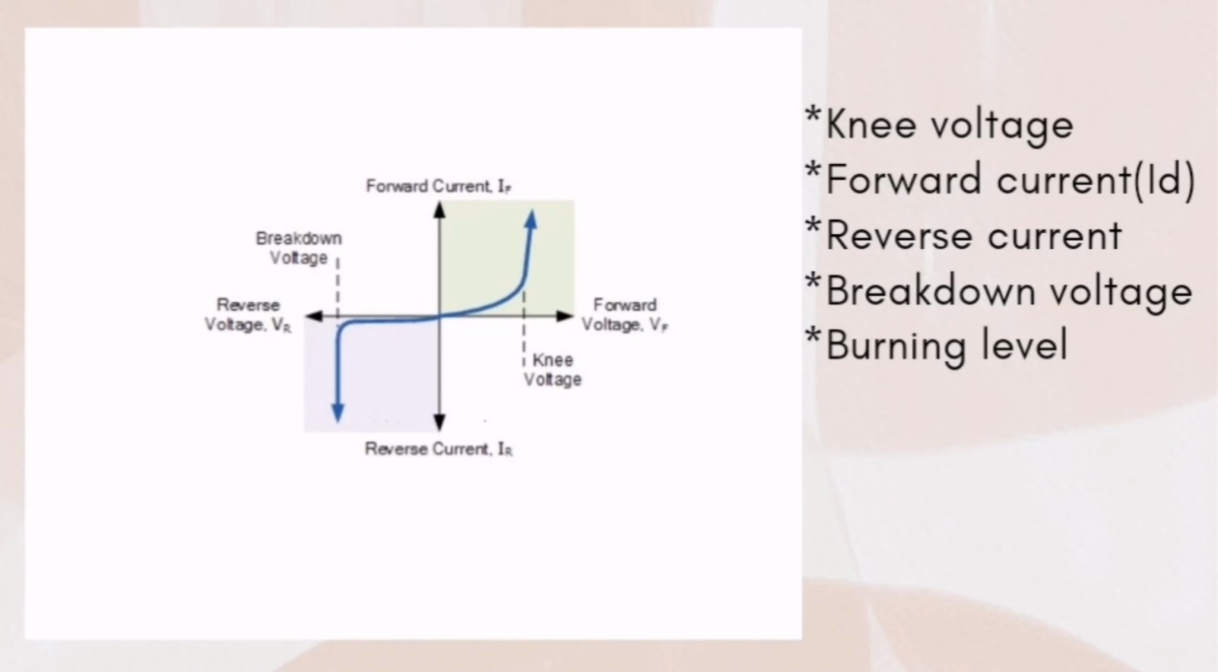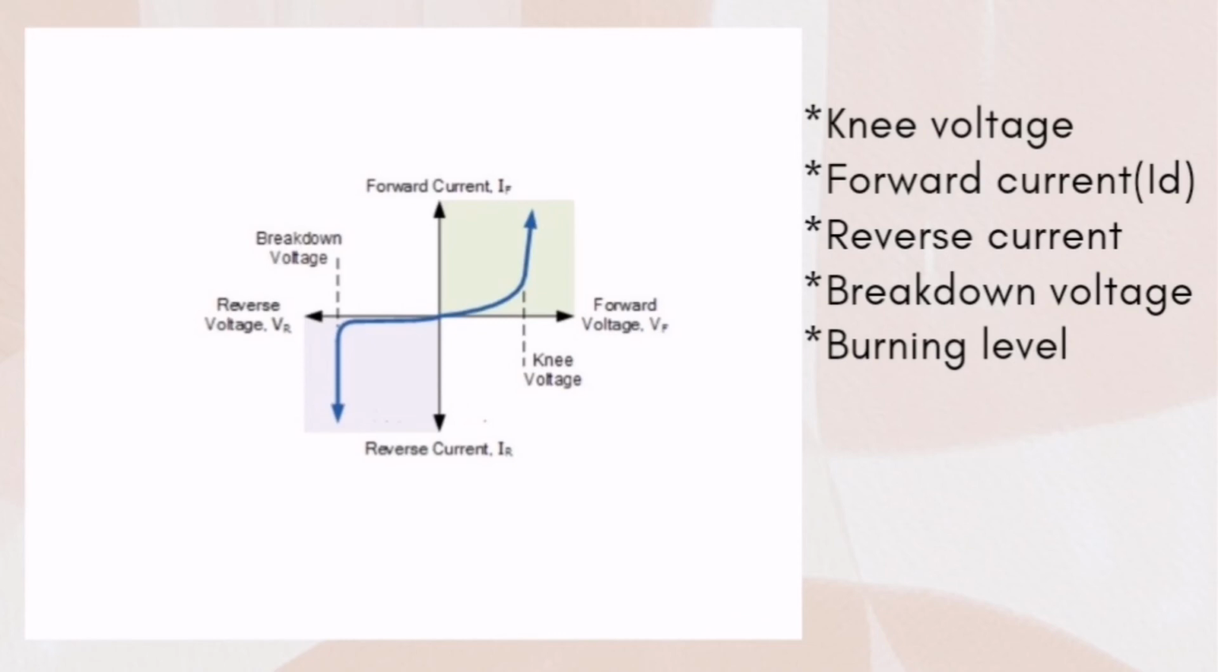There are 5 IV characteristics for a silicon diode, which are knee voltage, forward current, reverse current, breakdown voltage, and burning level. Knee voltage is the voltage level where the increase of current happens when the applied forward bias voltage reaches the barrier voltage. Knee voltage for a diode has two values, silicon and germanium. Silicon is 0.7 volt while germanium is 0.3 volt.